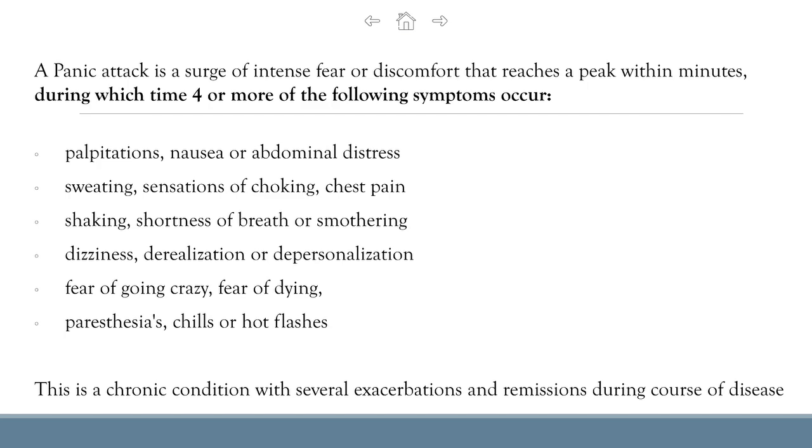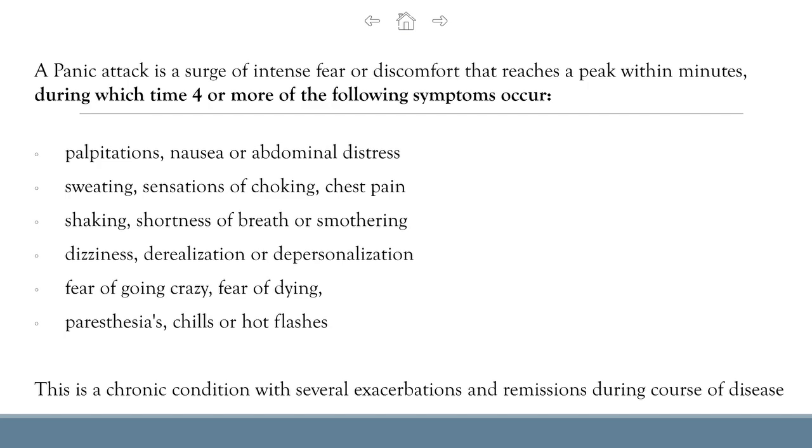So a panic attack is an intense surge of fear or discomfort that reaches its peak within minutes, during which four or more of the following symptoms occur. So there's palpitations, nausea, abdominal distress, sweating, sensations of choking, chest pain, shaking, shortness of breath or smothering, dizziness, derealization or depersonalization, fear of going crazy, fear of dying, paresthesia, chills or hot flashes. Okay, so this is the diagnostic criteria.